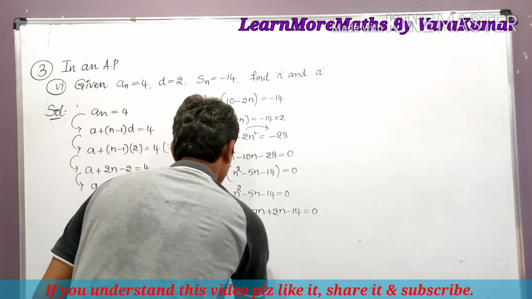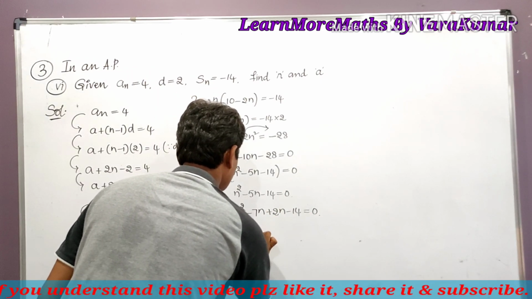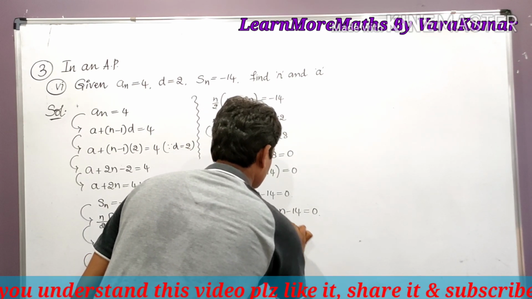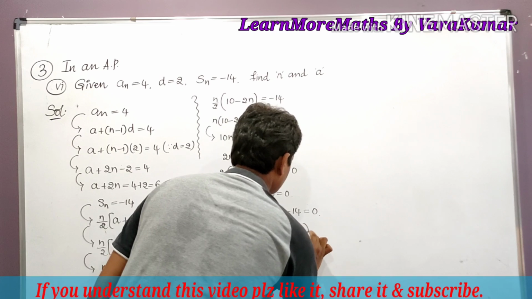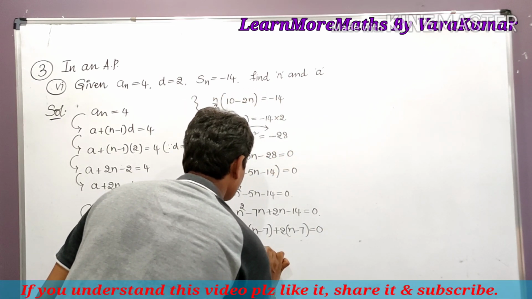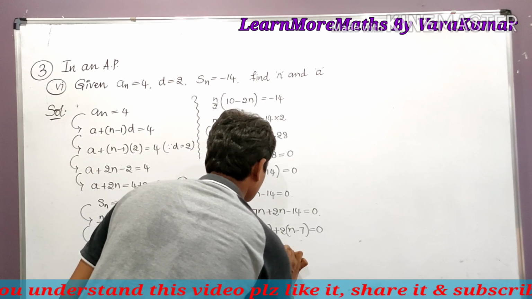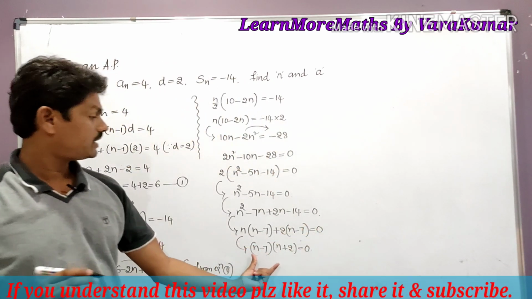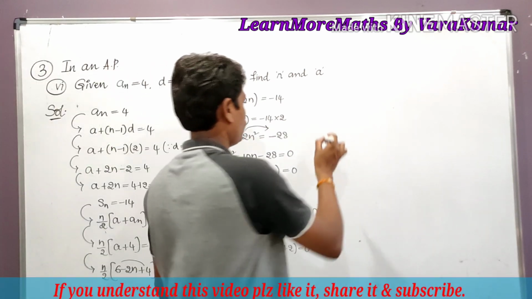In these two, n is common, student, n minus 7. In these two, plus 2 is common. So here also n minus 7 is common. Totally n minus 7 is common. n minus 7 into n plus 2 equal to 0, student.